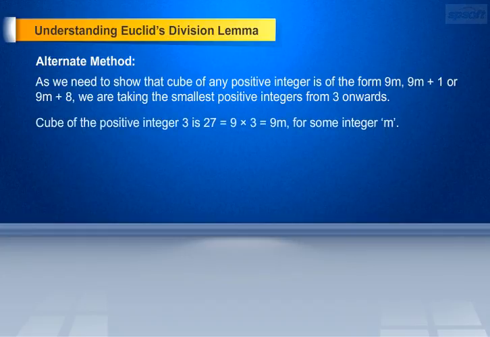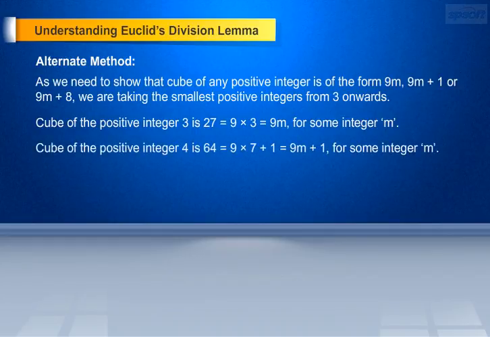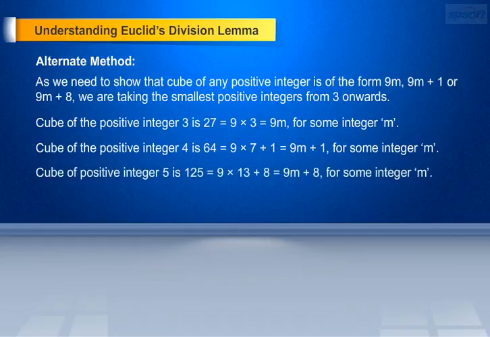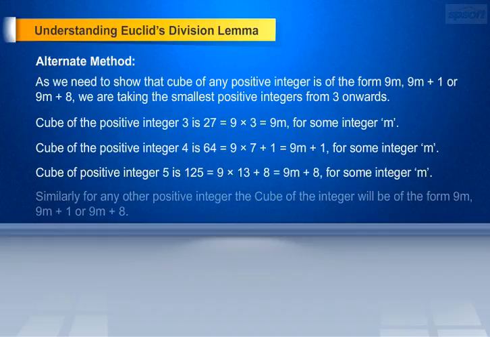Cube of the positive integer 3 is 27, which is equal to 9 into 3, which can be written as 9m for some integer m. Cube of the positive integer 4 is 64, which is equal to 9 into 7 plus 1, which can be written as 9m plus 1 for some integer m. Cube of positive integer 5 is 125, which is equal to 9 into 13 plus 8, which can be written as 9m plus 8 for some integer m. Similarly, for any other positive integer, the cube of the integer will be of the form 9m, 9m plus 1 or 9m plus 8.